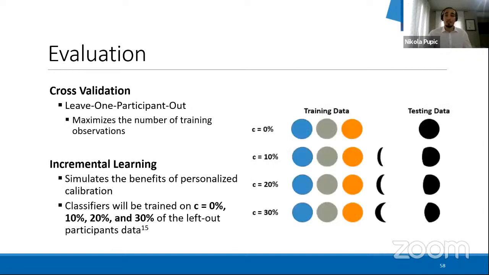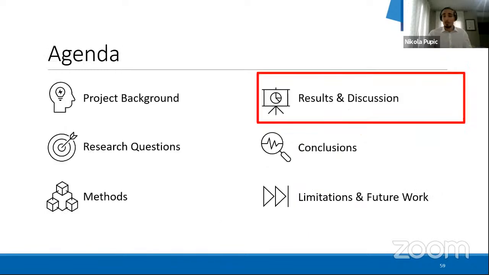We also decided to take an incremental learning approach to simulate the benefits of personalizing the model for each participant. Incremental learning works by incorporating a percentage of the test participant's data into the training data to personalize the model for that participant. Looking at the figure on the right, we can see that a slightly larger portion of the testing data is incorporated into the training data as our C-value increases. If the system were being used with real patients, the black portion would represent the personalization or incremental learning data we need to initially collect with each patient to refine the base model and customize it for them. Now we can get into the results and discussion.